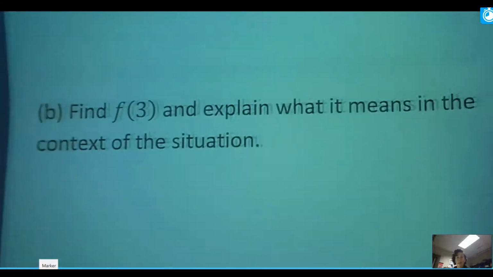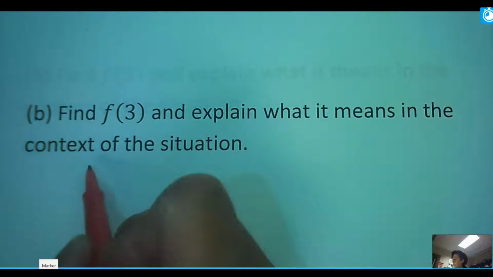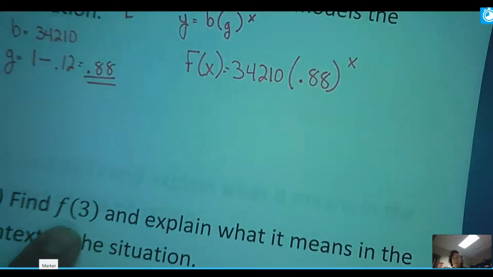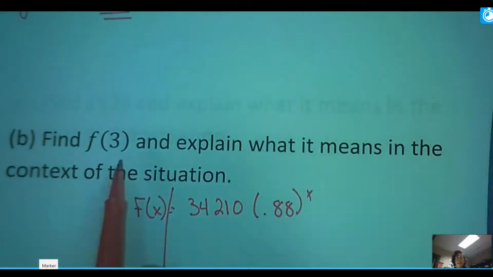Here we go. We're going to find f of 3 and explain what it means in context of the situation. Remember, when the numbers are in parentheses, when I draw this wall, this is going back to chapter 2. When I draw this wall and 3 is in parentheses, 3 wants a hug. He wants to go over here where all the other numbers are, not over here where he would be all alone.